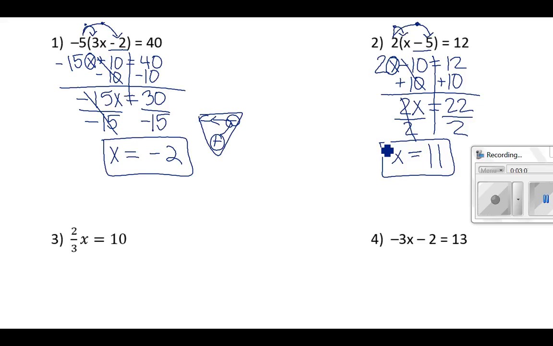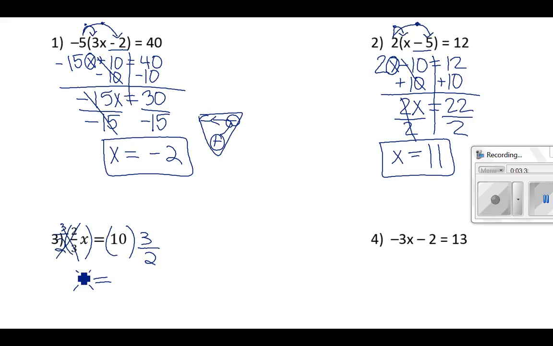Question number 3, we have a fraction. Fraction always tells us to divide. So I know the inverse operation of divide is to multiply. So I'm going to multiply both sides by the reciprocal. So I'm going to flip the 2/3. I'm going to multiply by 3/2 on both sides. This cancels out, and we're left with x.